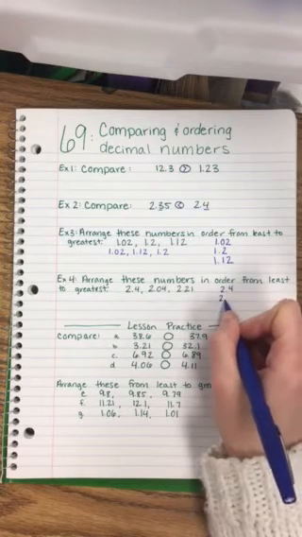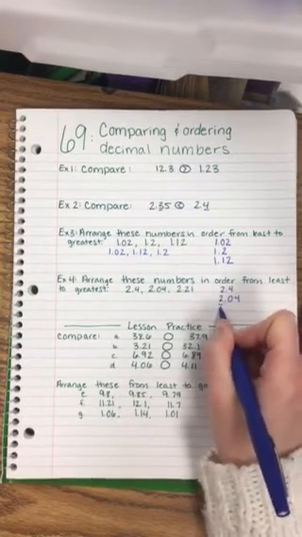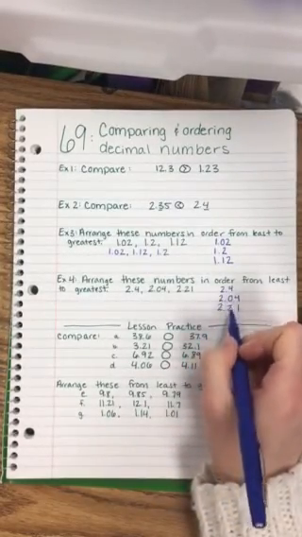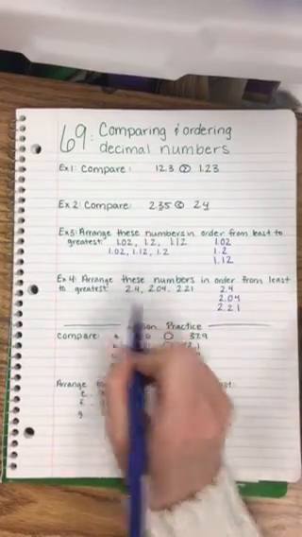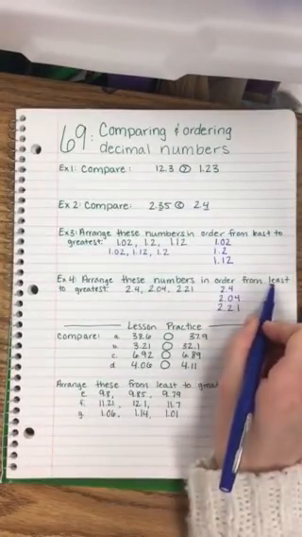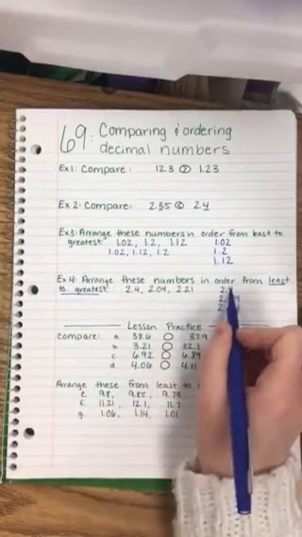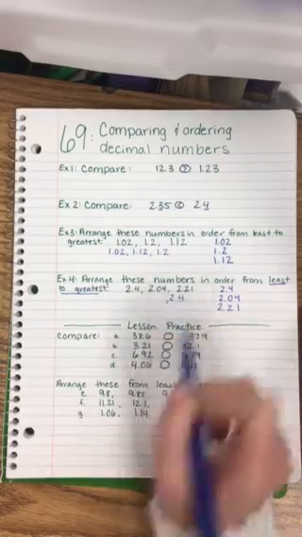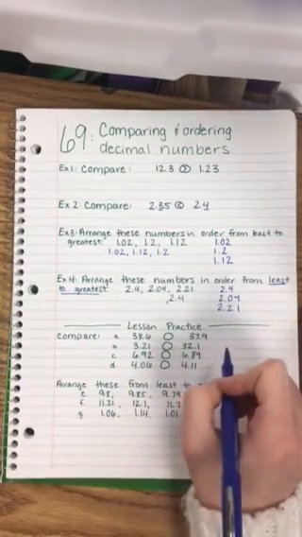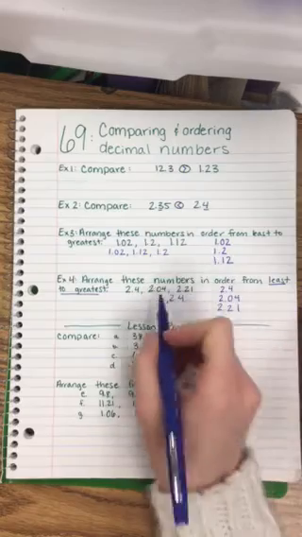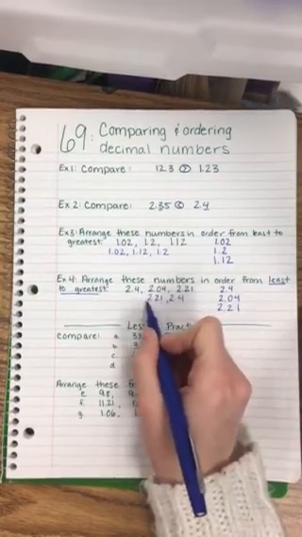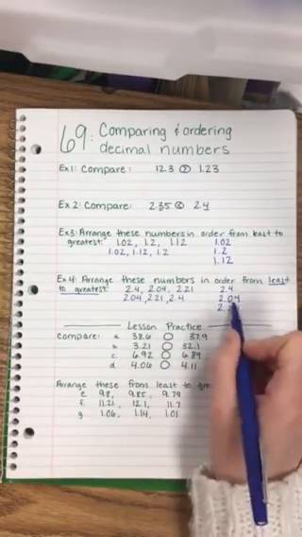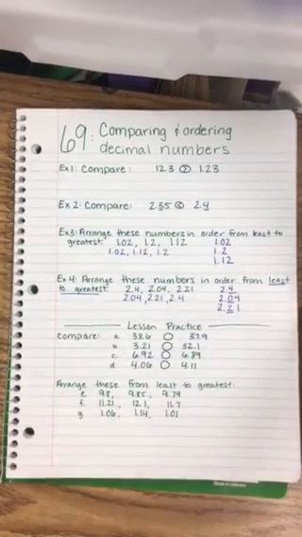2.4, 2.04, and 2.21. So you can see that they're all 2's, but then in this column, 2.4 is greatest, but you always have to look from least to greatest. So that's the greatest. It will be on the farthest right, 2.4. We're going to do this backwards. And then the middle number would be 2.21. And then the first number would be 2.04 because it has a 0 in the tenths place.